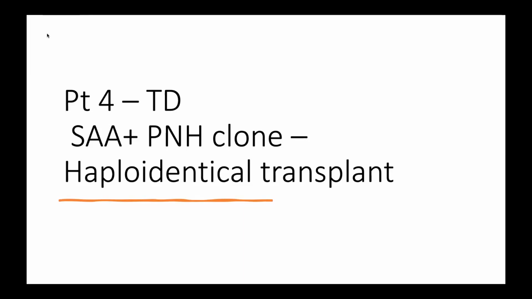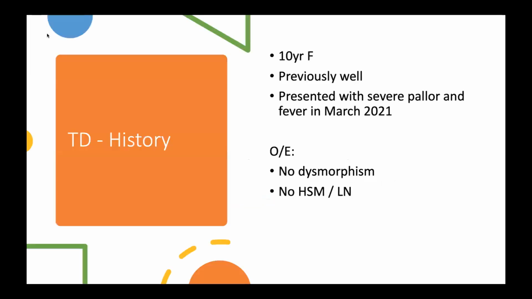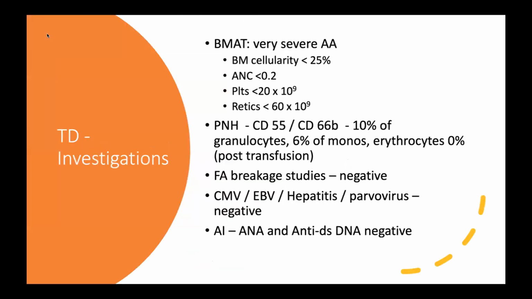The last patient I'll be presenting is patient TD, who also had a haploidentical transplant. So again, a 10-year-old female, previously well, presented with severe pallor in March, fever in March of 2021, not dysmorphic, no hepatosplenomegaly or lymphadenopathy. What's different here is that she had a PNH clone of 10%. Breakage studies, autoimmune, and other viral screens were all negative.